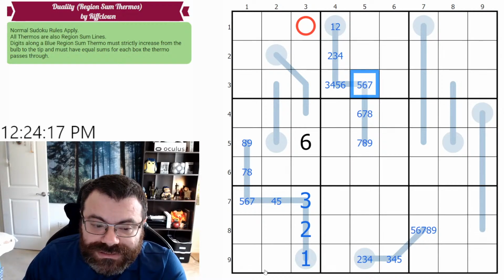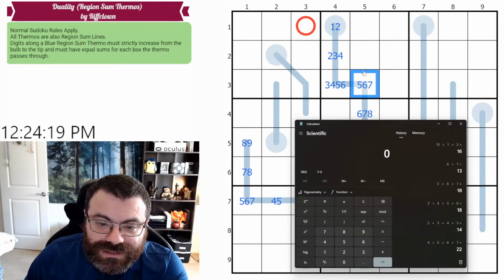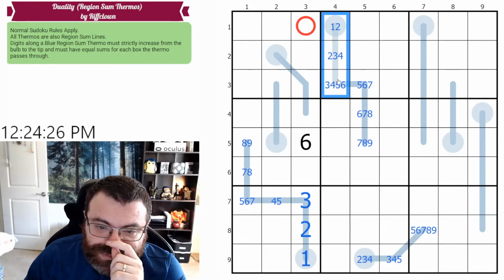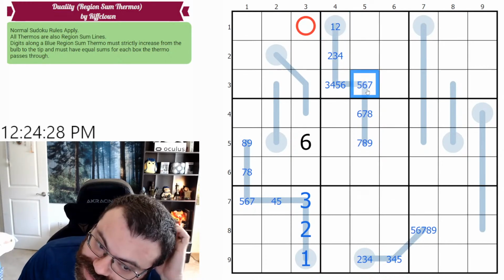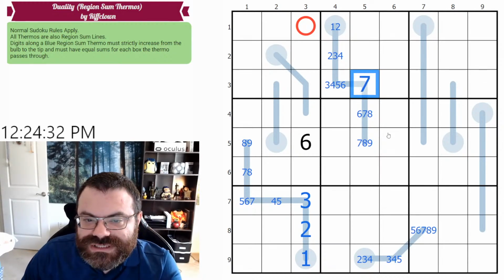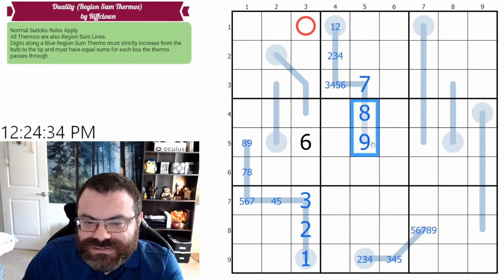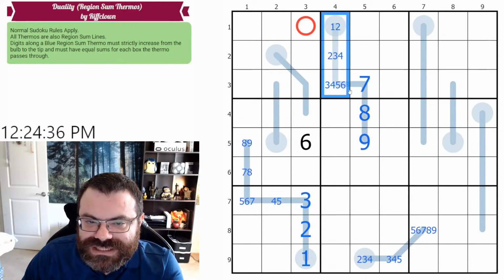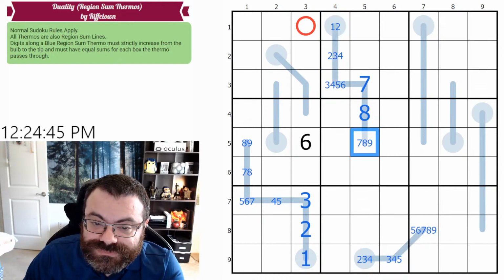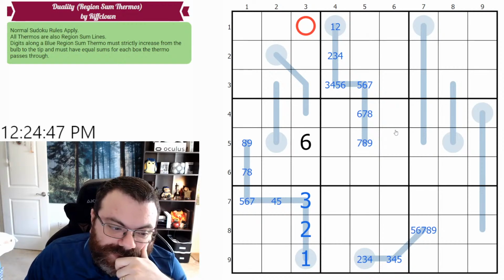So yeah, we could do 6 plus 7 and then 6 plus 7. Oh wait, no, we couldn't. This interaction is really strange at the high end. If this was a 7, this would be 8, 9. That would add to 17. These would have to add to 10. They could add to 10, like 1, 3, 6. Yeah, I don't know what to do about that.